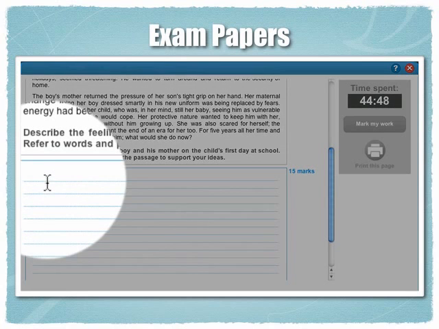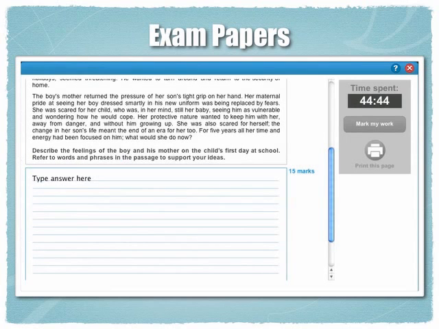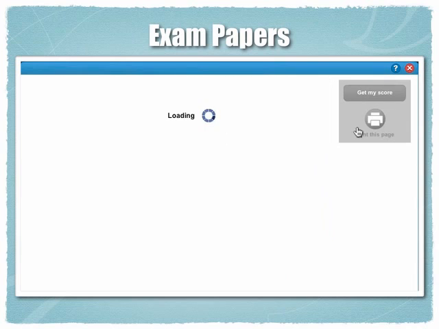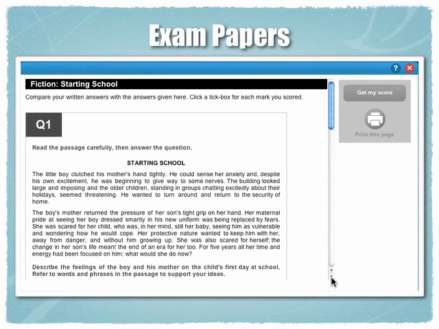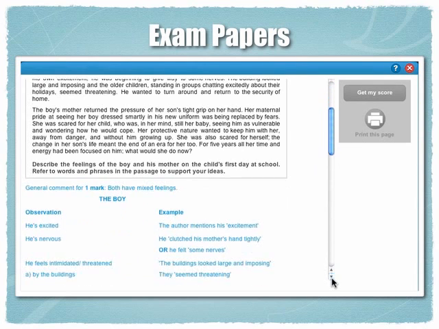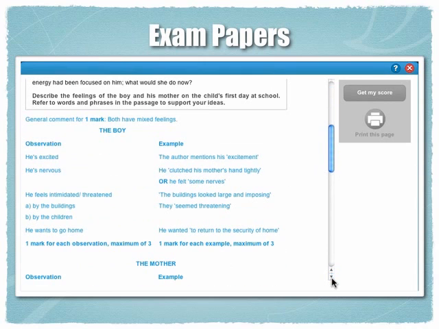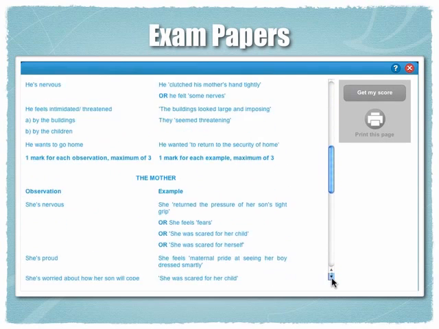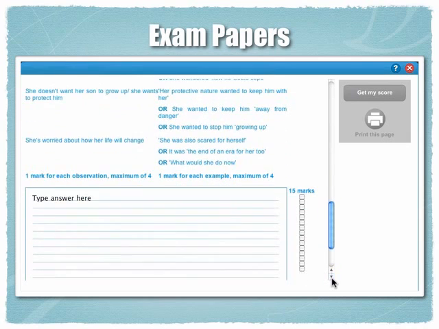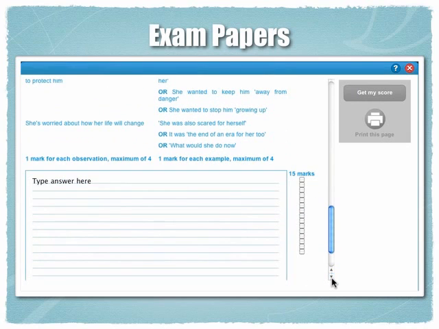As you can see, these are timed, and once they have completed their answer, they can click on Mark My Work, which will bring up a marking guide. As we scroll down, we'll see that in blue, enabling them to click in the relevant boxes on the right-hand side, based on how many marks they have earned. After they've ticked in these boxes, they can then click on the right hand side Get My Score for their instant grade and instant feedback.